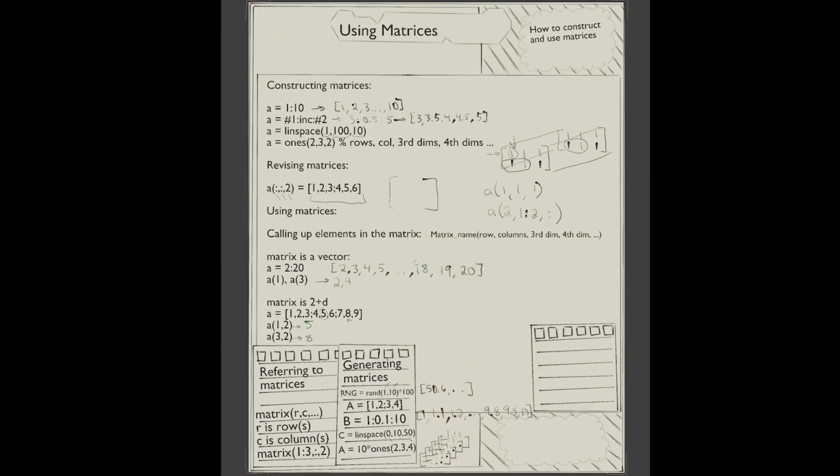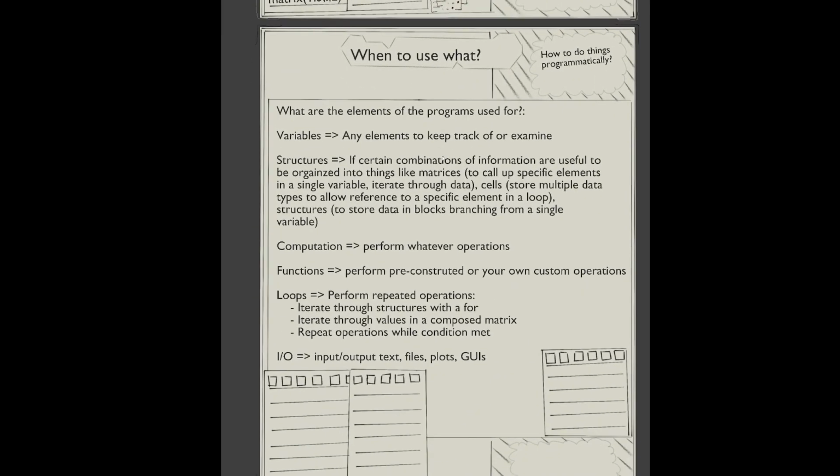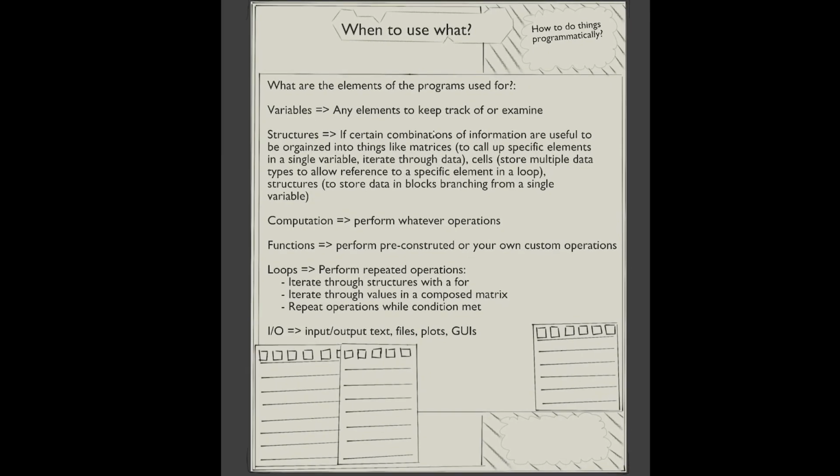Now, let's talk a little bit about when you'd use what in programming. So when would you use something specific? And how are you going to do things in a program? So they're the elements we talked about. Let's go over them a little bit again.